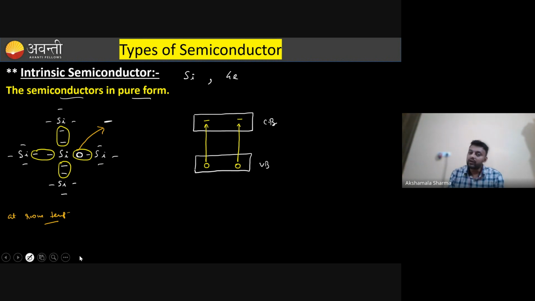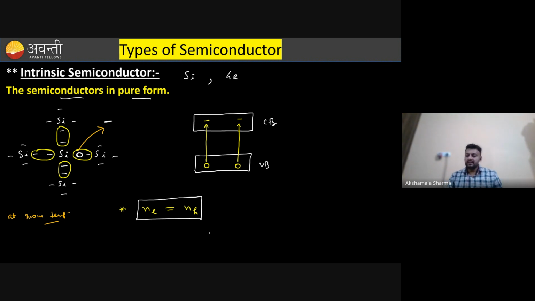Clear? Now, one more very interesting fact is that the number of electrons is two, you can see here, and the number of holes is also two. So what is the conclusion? That the number of electrons is always equal to the number of holes in the intrinsic semiconductor, or in the pure semiconductor. This is a very interesting punchline. Clear? Yes, sir, clear.